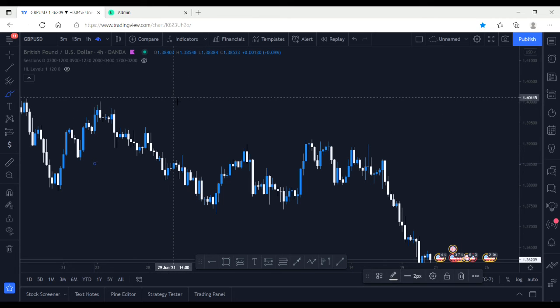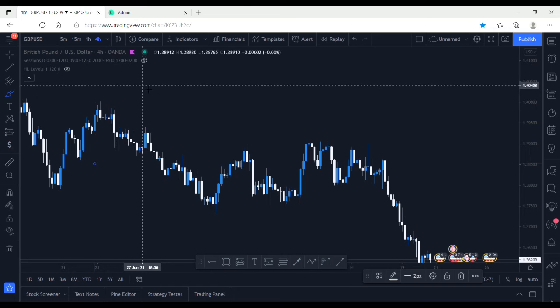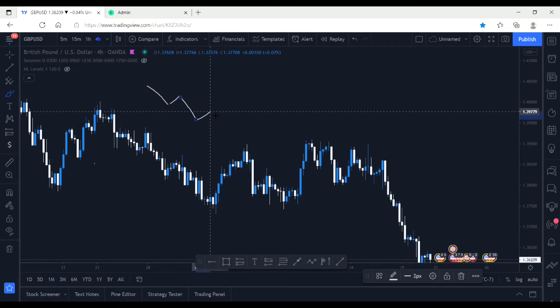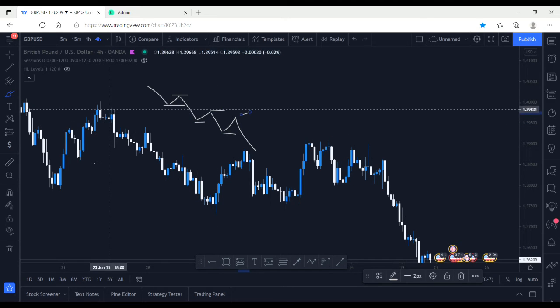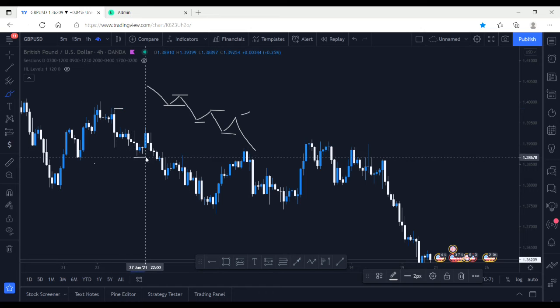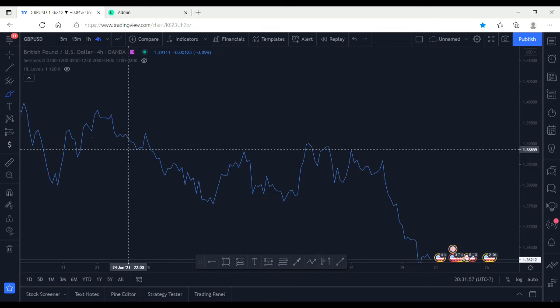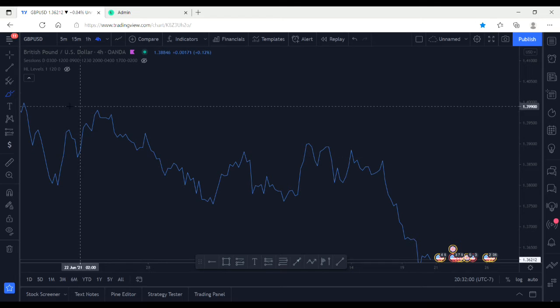So unlike uptrends where it's making higher highs and higher lows, downtrends consist of lower highs, lower lows, lower highs, lower lows, lower highs, and lower lows. And reading from candlesticks, lower highs, lower lows, lower highs, lower lows, lower highs, and lower lows. And looking from the line graph, you can easily see it better.